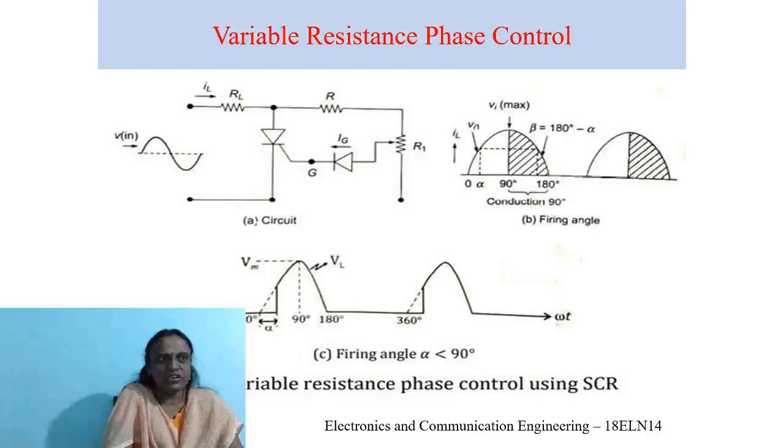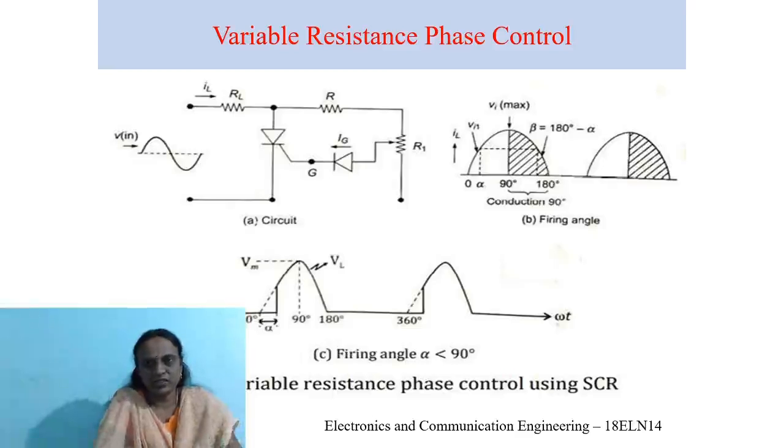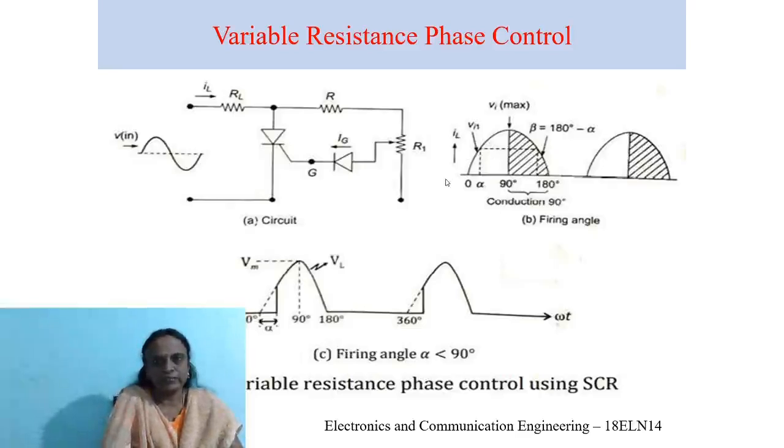The operation can also be called half wave variable resistance phase control. Hence, we are seeing here two parameters, namely alpha and beta. Beta is called the conduction angle, whereas alpha is called the firing angle.